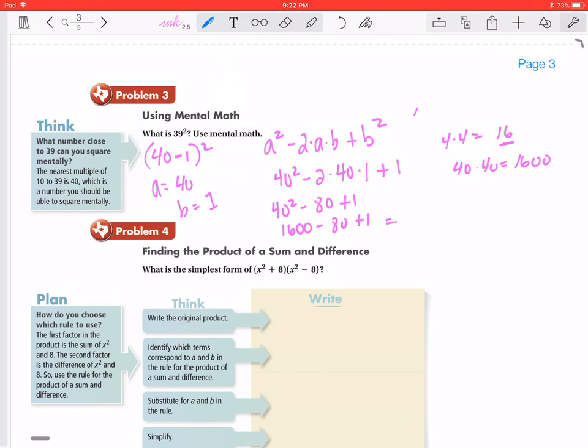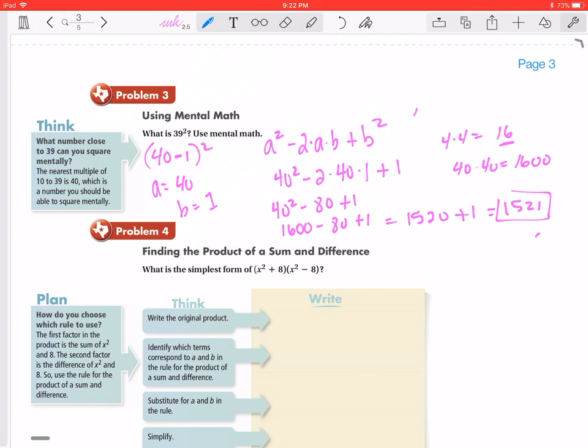So now just 1,600 minus 80. I can look at 100: 100 minus 80 will give me 20. So if I subtract 100 from 1,600, I'm left with 1,500, so that's going to give me 1,520 plus 1. So then that's going to give me 1,521. That's a quick, fun way to deal with a big number, such as 39 squared, and not even have to put it in the calculator.